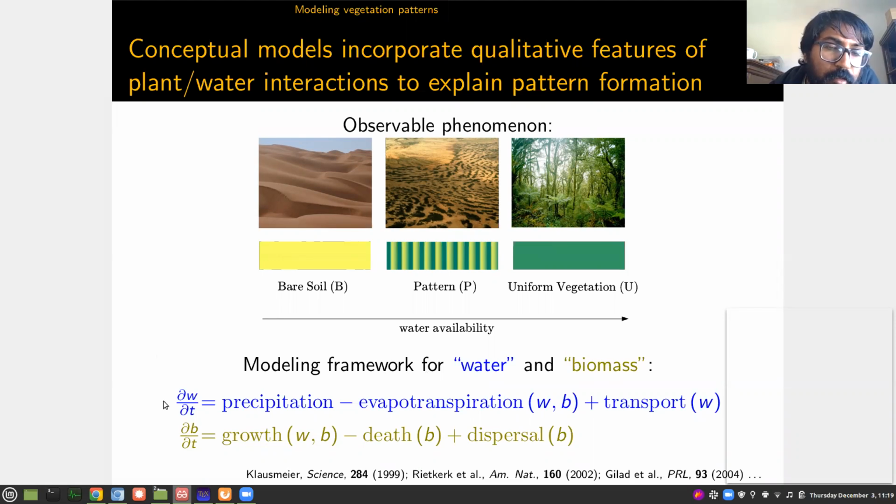So we're not going to try to capture details of these processes in a lot of detail, but what we're going to consider is for water, we're going to have water coming in through precipitation. It's going to be lost through evaporation and transpiration of the plants, and then it can be transported. Typically we think of this transport as happening along the surface of the water before it gets infiltrated into the ground. But that's additional detail that we're not going to consider here. And then in terms of biomass, the plants can grow, they can die, and then they can spread out through seed dispersal or replication or some other process like that. So this is the general framework we're going to use with these conceptual ideas for biomass and water.